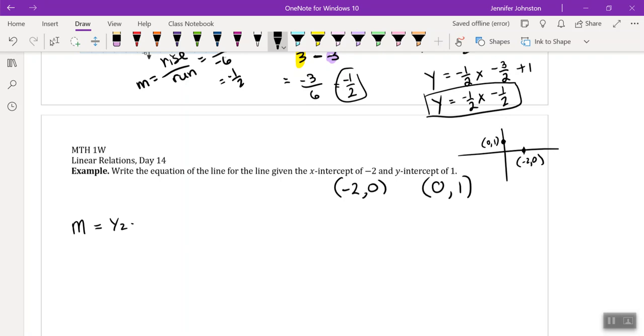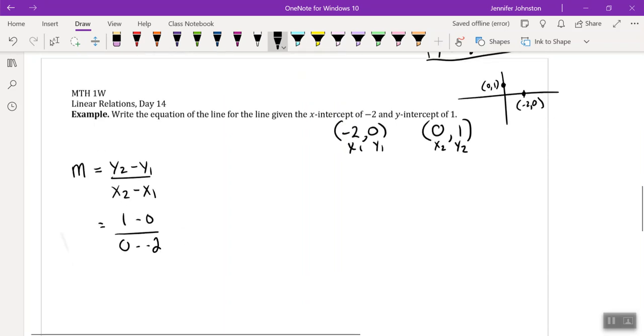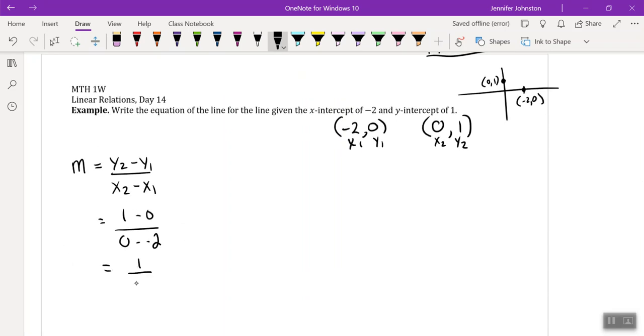So we have y2 minus y1 over x2 minus x1. Again, it doesn't matter which one is your first or second point. So this one's going to be x1, y1, x2, y2. All right, so we have 1 minus 0 over 0 minus -2. So 1 over, double negative becomes a positive. Well, let's sub this into our equation. Just running out a little bit of time right now. But you can press pause at any time.